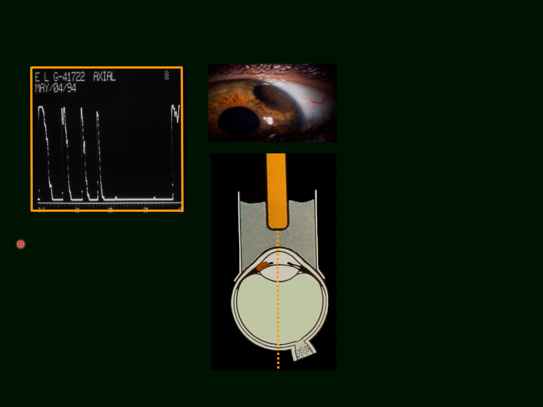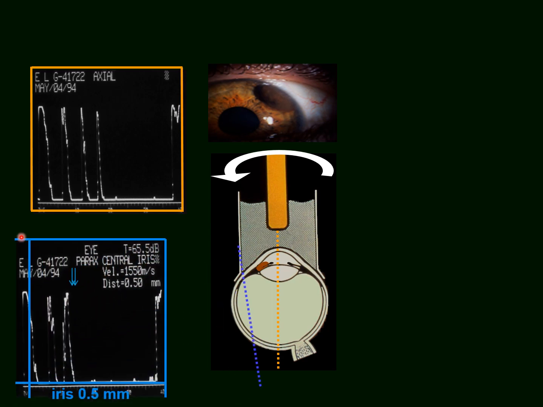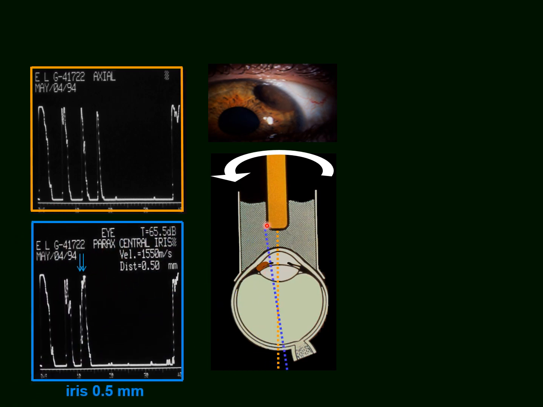Then probe and beam are slightly angled, coming from more peripheral through the area where the tumor is. And we see that here the tumor is not yet reached. The iris thickness is 0.5 millimeter, that's normal. Still full anterior chamber and the cornea. This is a reverberation signal of the cornea.